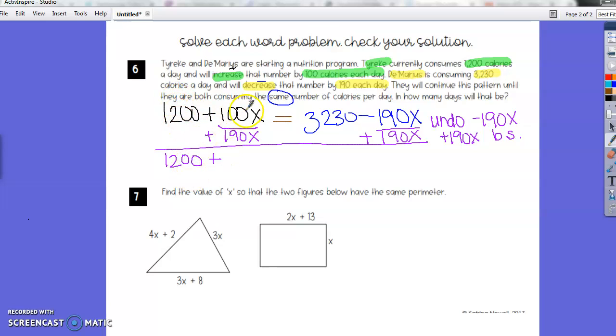So we'll bring this down because we haven't changed it. And then 100x plus 190x is 290x. Alright, so now we have 1,200 plus 290x equals 3,230. So here's our x. We need to undo this plus 1,200. And to do that, we're going to subtract it on both sides.